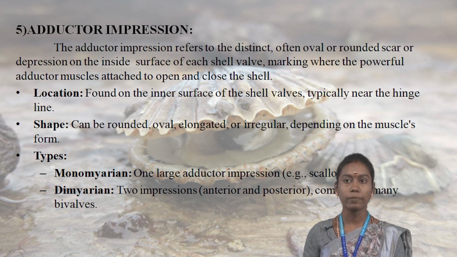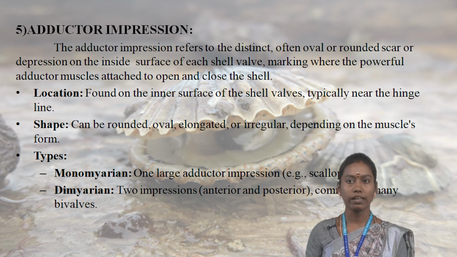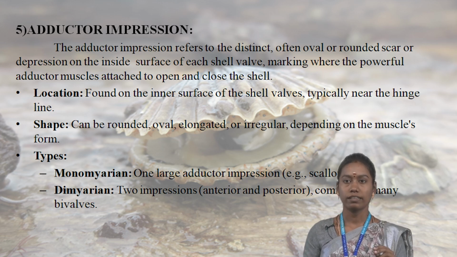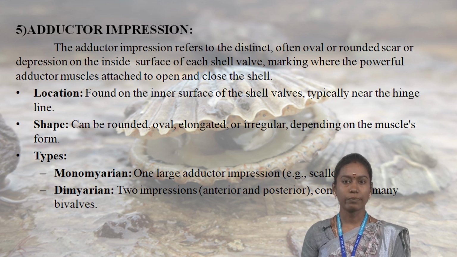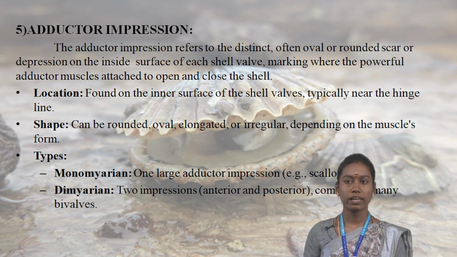Then the shape: it can be rounded, oval, elongated, or sometimes irregular depending on the muscle formation. Then types of adductor impression. These types we can say are monomyarian and dimyarian. Mono means one. Monomyarian means only one large adductor impression is present, on the internal wall in the central place. For example, the fossil scallops come under the monomyarian because they have only one adductor impression.